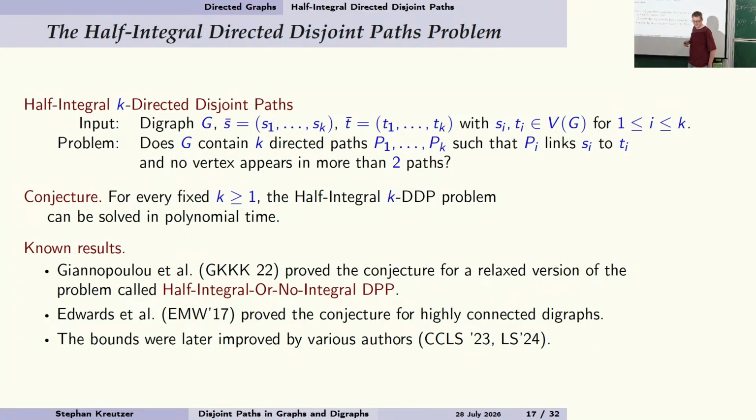Yeah? For the half integral or no integral, you said polynomial time algorithm for every k is XP still? It is XP. Yeah, it's XP. I mean, all of this is XP because even in directed trees it's XP, and we use at some point directed trees. So it would not be XP up to the point where it's supposed to be simple, namely the directed tree is small, but then it's XP.